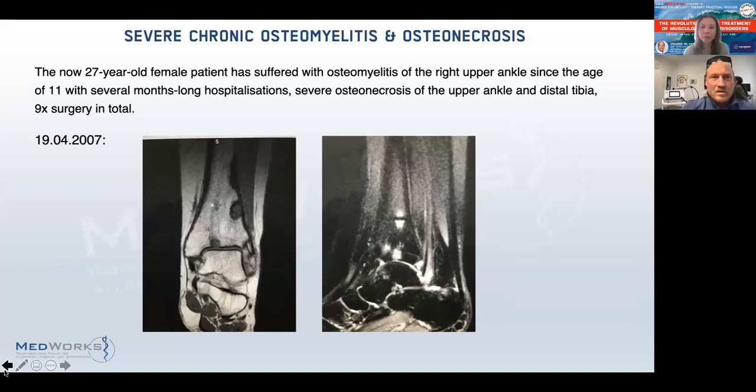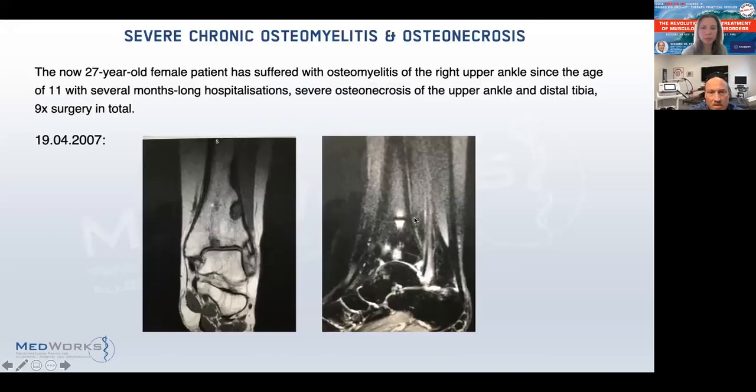What I told you before is that she was suffering from the age of 11 from this very severe osteomyelitis. The problem was that she had a distortion of the ankle, and after that the pain got worse and worse, and nobody knew why. She came into the hospital, and they saw these pictures with osteonecrosis, with bone marrow edema, and everywhere these parts where you see inflammation.